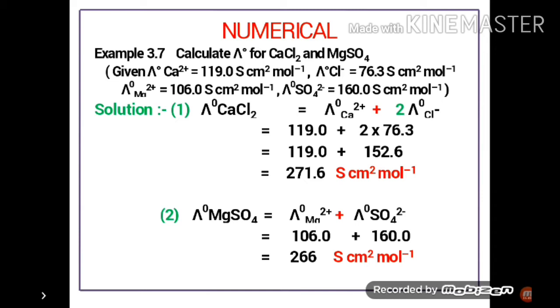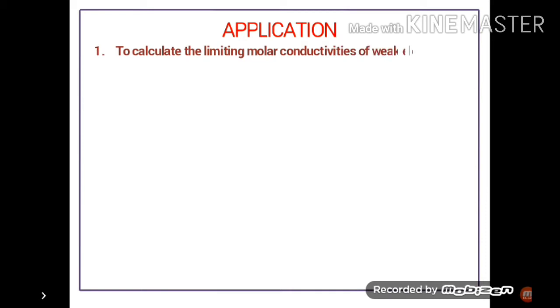Now we'll see the application of Kohlrausch law. The first application is to calculate the limiting molar conductivity of a weak electrolyte. Students, as we know, strong electrolytes ionize 100% into ions. It means if you take 100 moles of NaCl, sodium chloride, then when we dissolve it in water, it will generate 100 moles of Na+ and 100 moles of Cl-. So this is the case for a strong electrolyte. For a strong electrolyte, we can use Kohlrausch law directly.